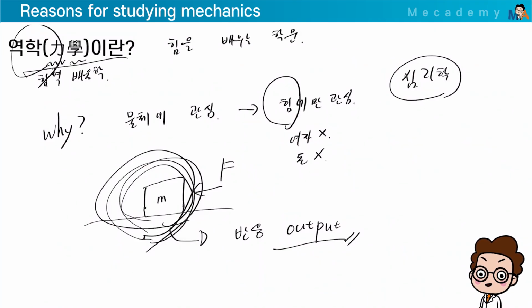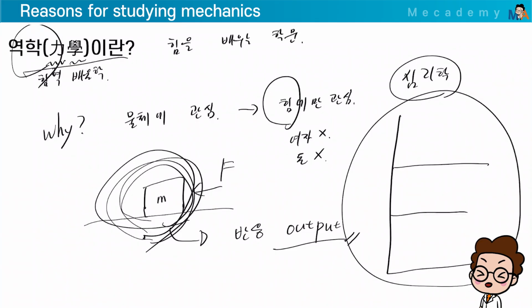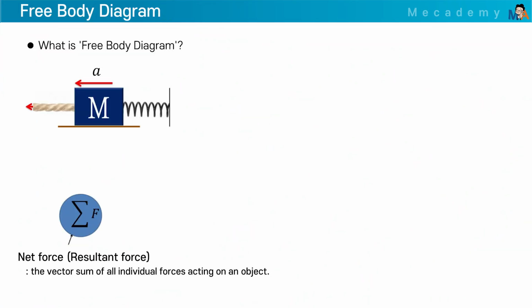Okay, so we learn mechanics. Got it. You wanted to learn mechanics. And I understand that mechanics is about how objects react, so you guys draw graphs, right? Okay, got it. Then you will learn about free body diagrams. Now this is important. The reason it's important is that students need to know how to draw free body diagrams.